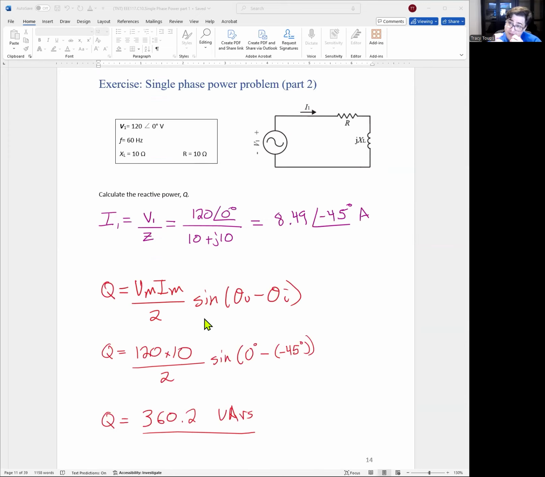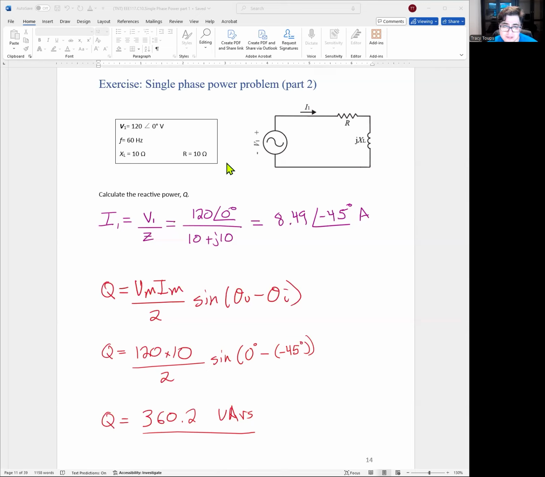Reactive power Q is Vm times Im divided by 2, times sine of theta V minus theta I. If you're ever using a calculator, it's really easy to calculate reactive power because you just hit second enter to get the same equation, swap cosine with sine, and hit enter again. The angle difference is 0 degrees minus negative 45 degrees, so you have a total of positive 45 degrees in the sine function. And you will also get 360.2 VAR.